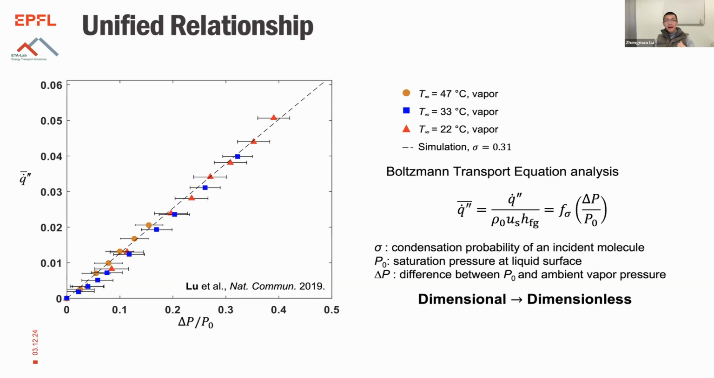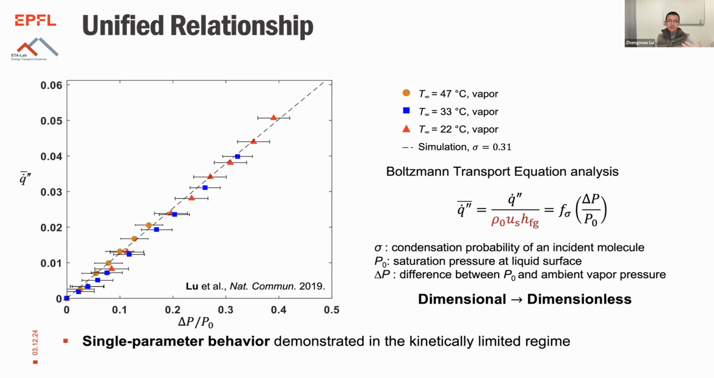One thing I'm especially excited about is this collapse itself. The fact that the experimental data from different working conditions collapse onto this one single-parameter curve suggests that we are indeed in a kinetically limited evaporation regime, such that it's really the evaporation from the membrane, the vapor transfer, that dictates the overall heat transfer behavior we're observing, which is the reason that we designed the device this way.